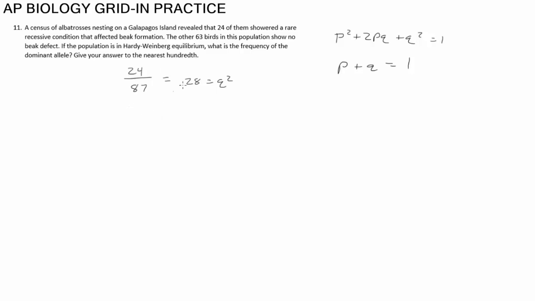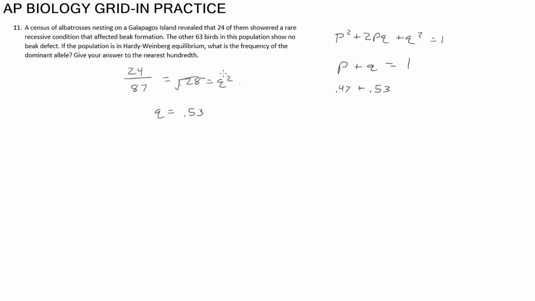Solving for q, it's just going to be the square root of 0.28. My q value then is equal to 0.53. And using this equation over here, if q is 0.53, then p must be equal to 0.47.